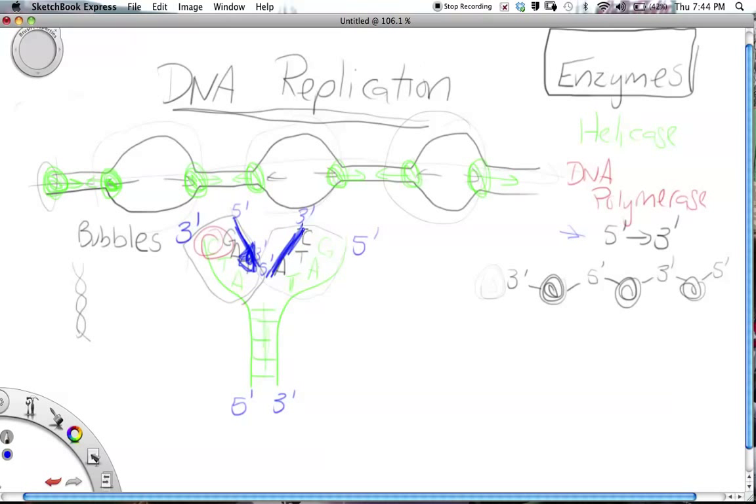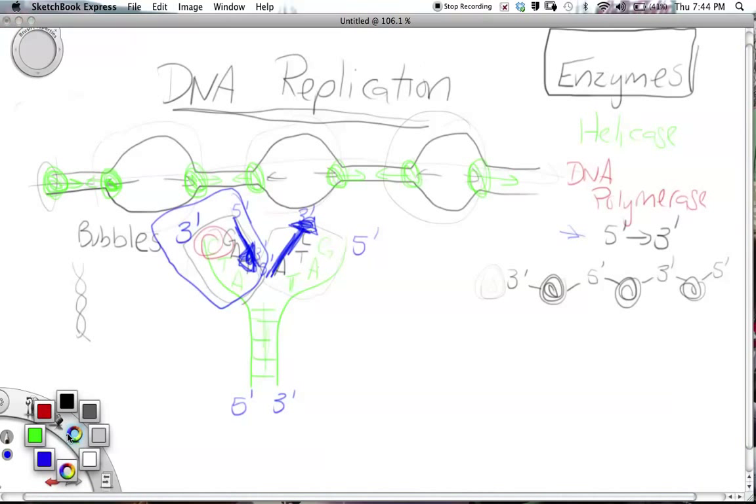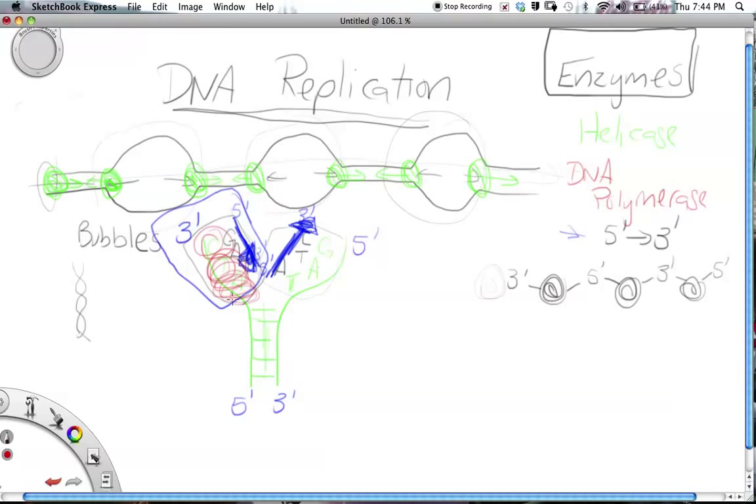This one is being built in this direction. Now, this one looks like it'll have a hum-dandy time because DNA polymerase will be able to easily stay connected to the strand, and as helicase comes through and separates here, it'll just keep moving down and keep adding the new strand. Only problem over here is it can't go this direction, so it's going against the grain, basically.